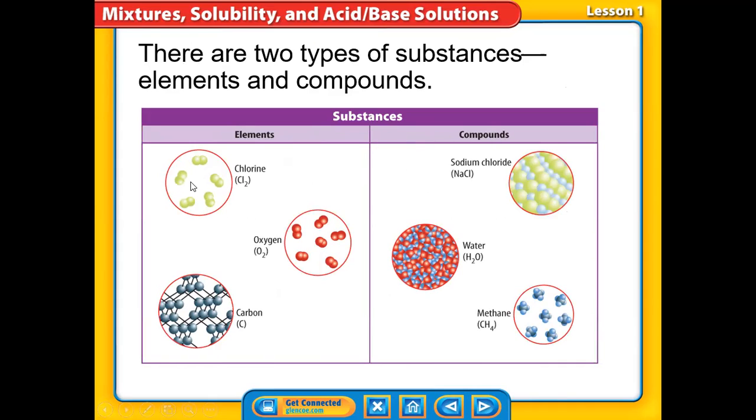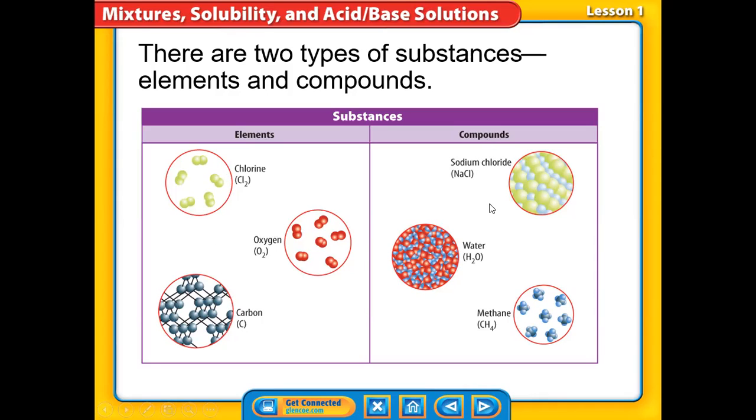Elements like chlorine gas are made of the same kind of atoms, as you can see, only chlorine atoms. Oxygen is also made of only oxygen atoms. Carbon is just carbon atoms arranged in a certain pattern. So just one kind of atom for each element.